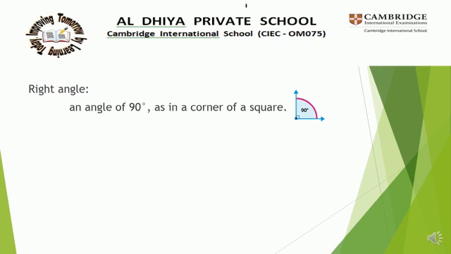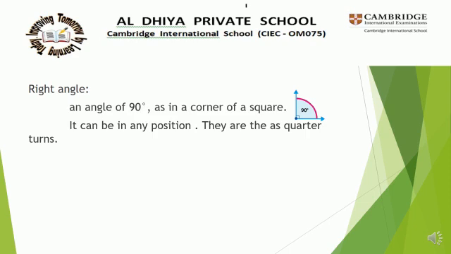Okay students. It can be in any position. Okay. In a circle, it can be in any position. That is, this is in any turns. Any quarter turns. It may be the clockwise turn. It may be the anti-clockwise turn. It may be in this side, left side, right side, upward, downward, any direction. But they are the quarter turns. That may be the clockwise turns or anti-clockwise turns.